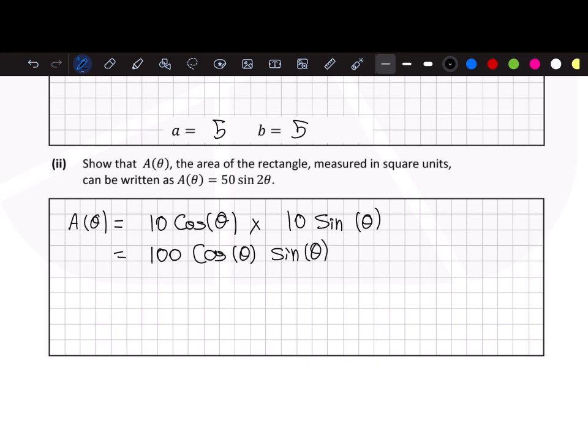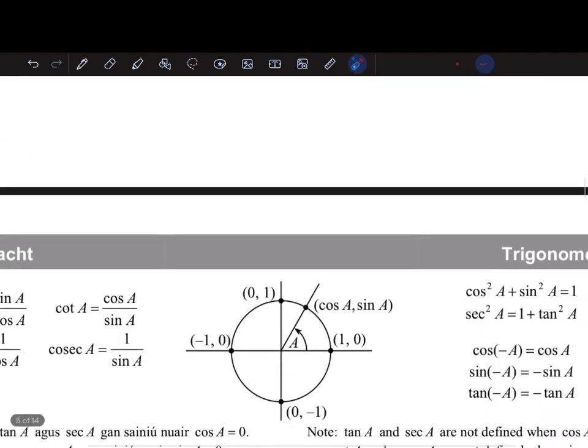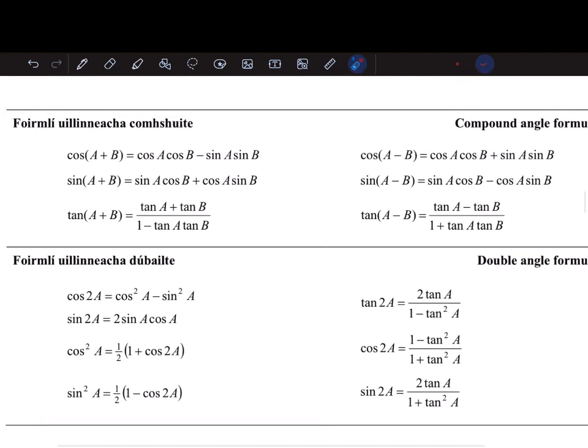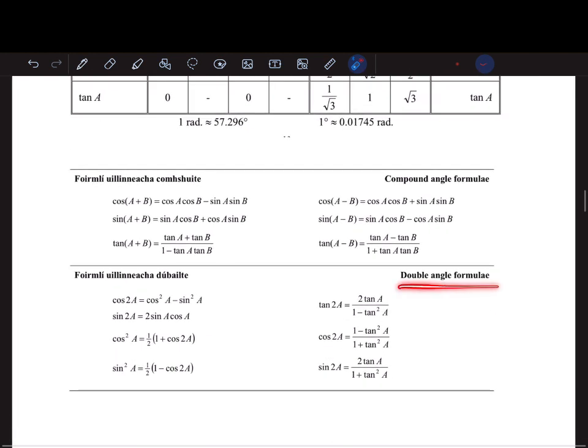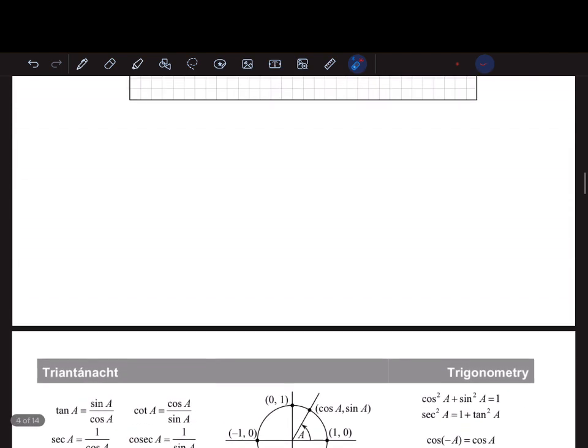And now we need to start thinking about when do we get a double angle inside of it, because that's what this question is about. We have a double angle inside this sine function right here. Well, again, if you look down at your tables, the second page after you see all these values, we're going to have some double angle formulae, in particular the sine function. So the sine of 2A is equal to 2 sin A cos A. So that's what we're going to use.